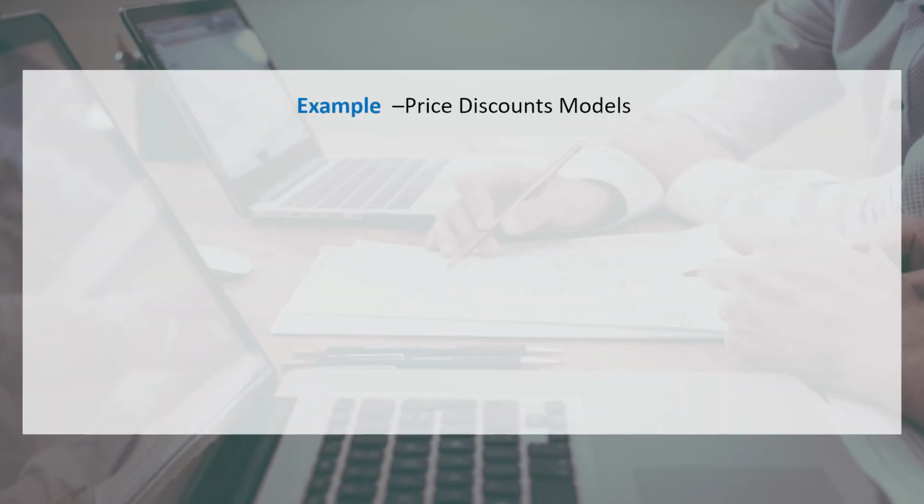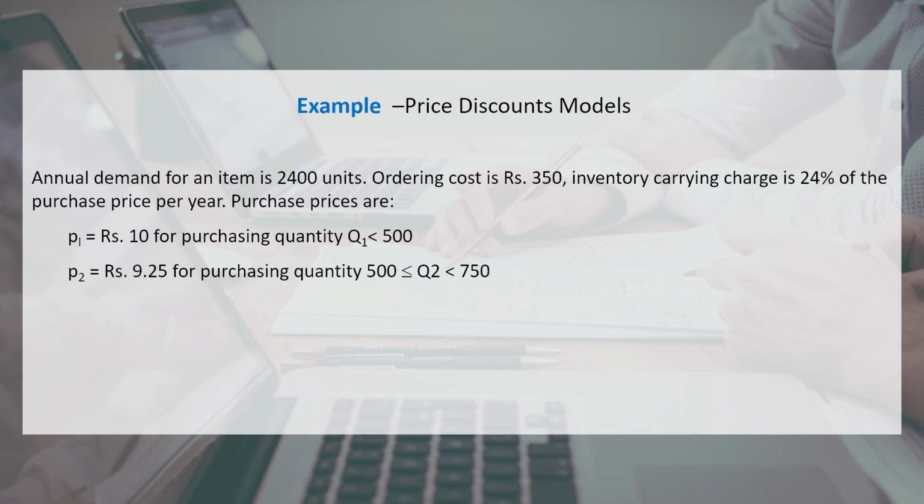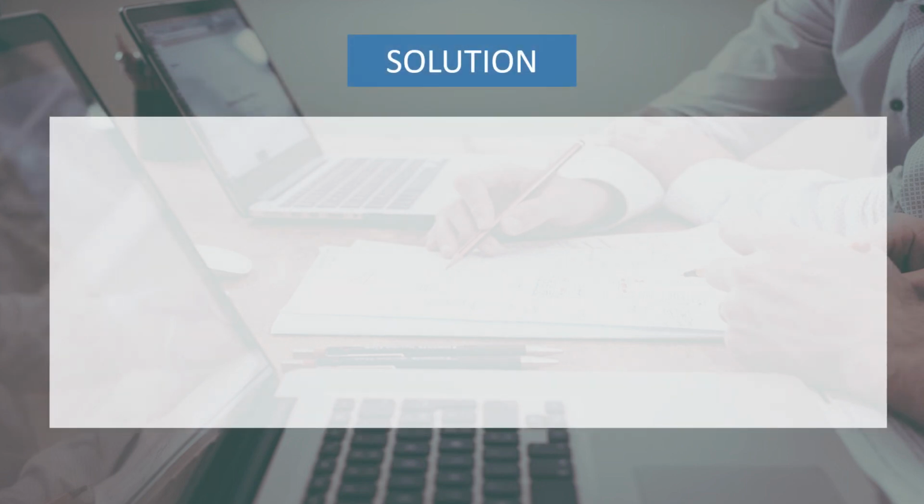Let us have one question on it. The annual demand for an item is 2,400 units. Ordering cost is rupees 350. Inventory carrying cost is 24% of the purchase price per year. Purchase prices are given in brackets: P1 is rupees 10 when quantity purchased is less than 500 units, P2 is rupees 9.25 when quantity purchased is between 500 and 750, and the purchase price will be rupees 8.75 per unit when the quantity is more than 750. So there are two situations. One, you have to determine the optimal purchase quantity, and second, determine the optimal purchase quantity if the ordering cost is rupees 100. So let us go to the solution of the first question.